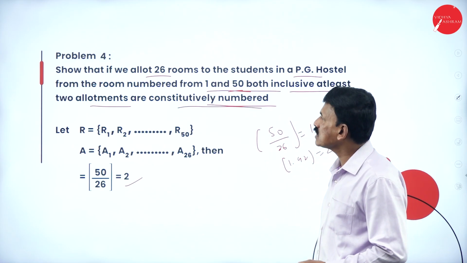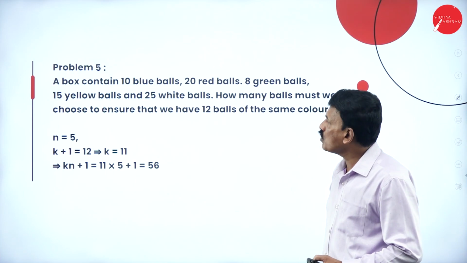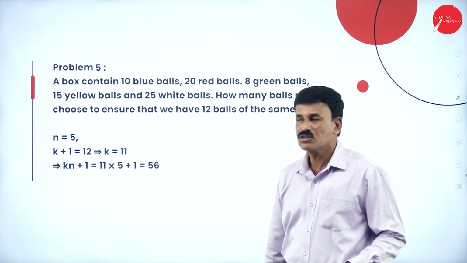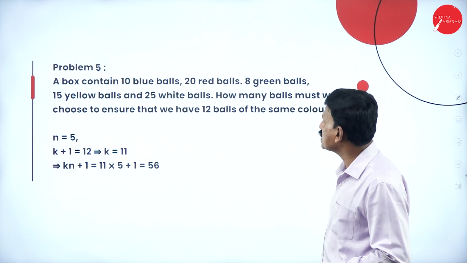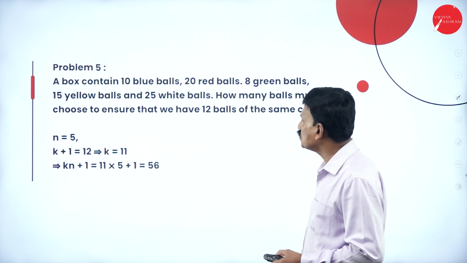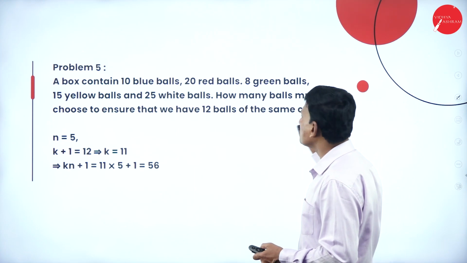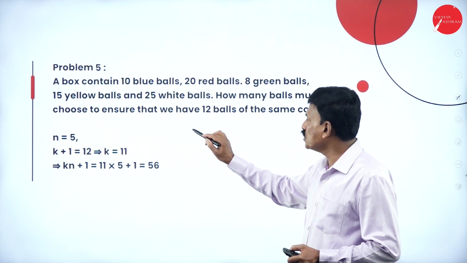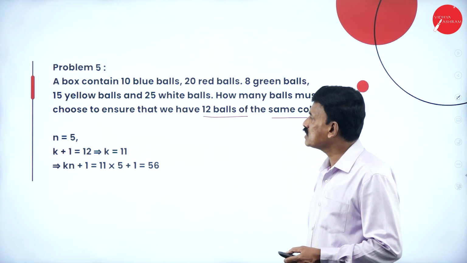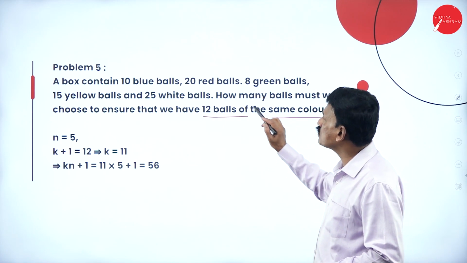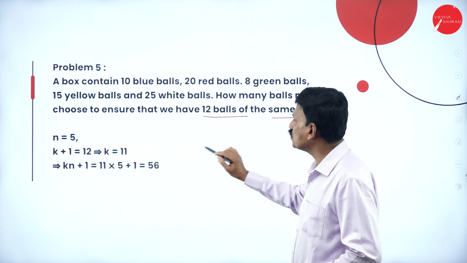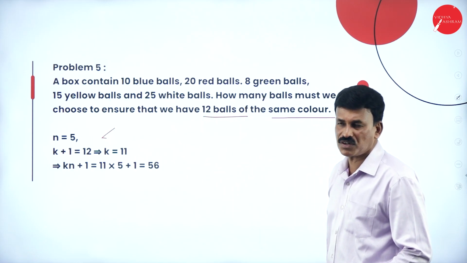That's it. Now, let us come to the next problem. A box contains 10 blue balls, 20 red balls, 8 green balls, 15 yellow balls and 25 white balls. How many balls must be chosen to ensure that we have 12 balls of the same color? Now, very simple problem. How many types of balls are there? Blue, red, green, yellow and white. So, n is equal to 5 types of colors.